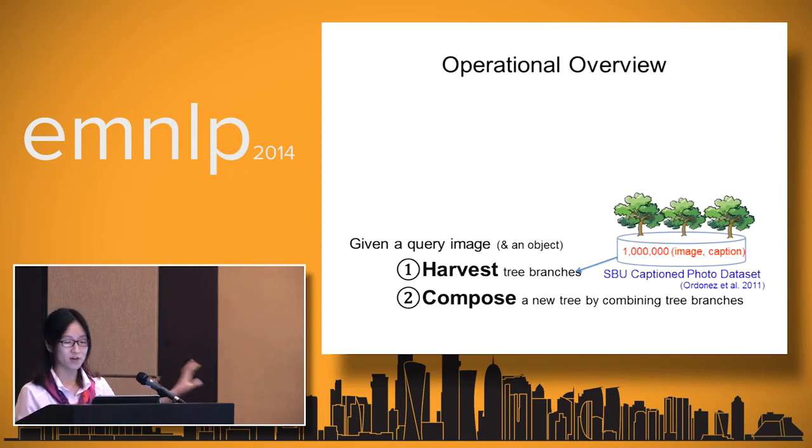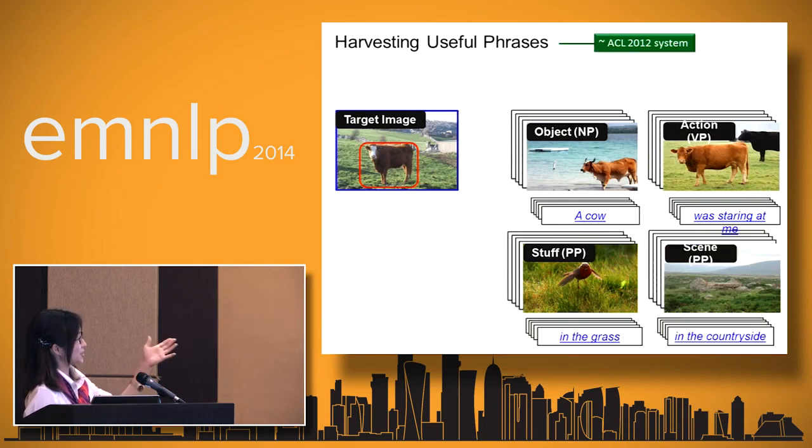Given a query image, we first harvest a bunch of potentially useful tree branches from a forest of 1 million image caption pairs. And then we are going to compose the image description by combining some of these useful tree branches. So the first step is this phrase collection phase, which I'm not going to go into too much detail because this is largely based on what we had in our earlier system in 2012. Roughly speaking, we collect four different types of phrases.